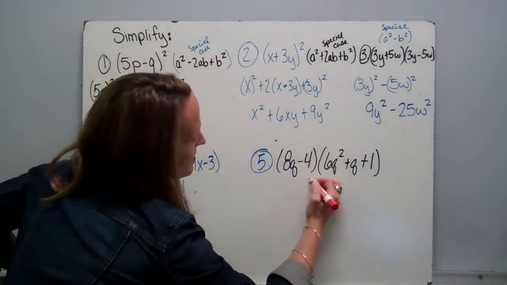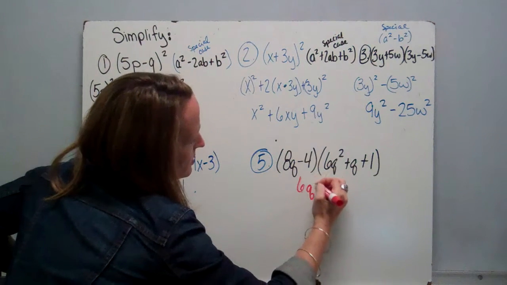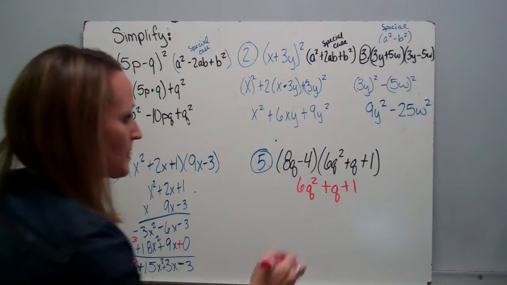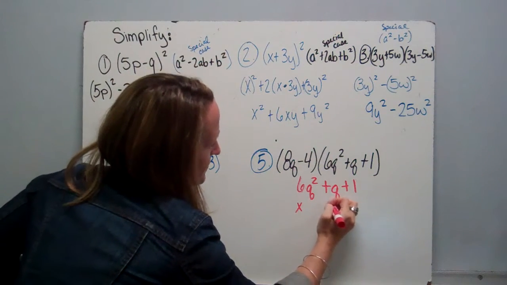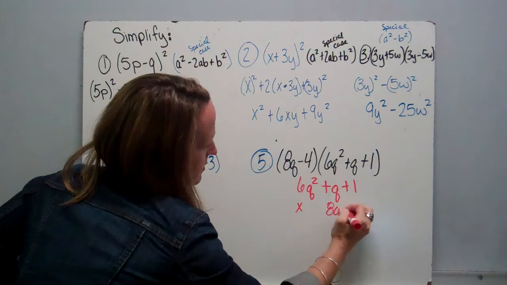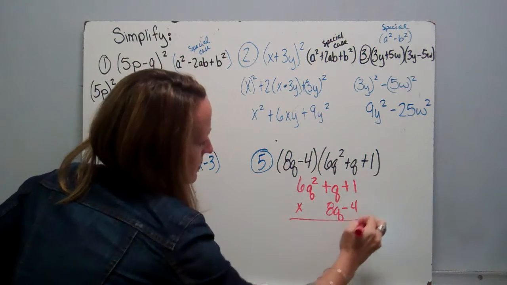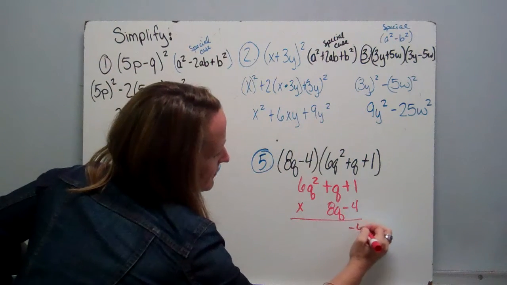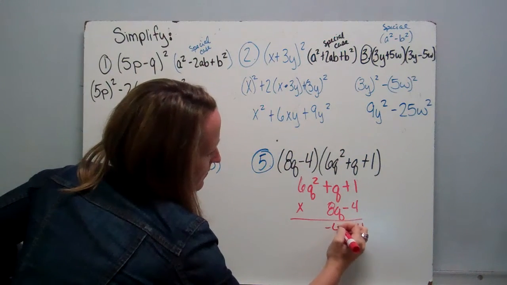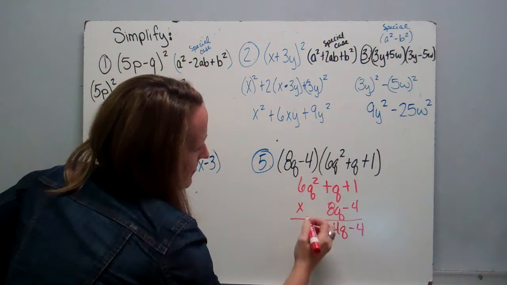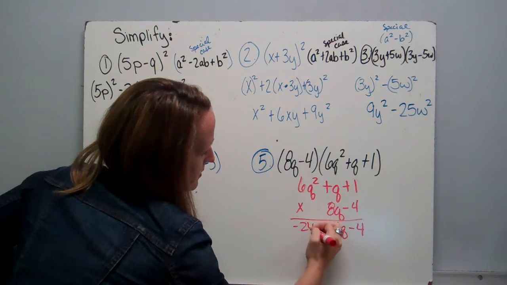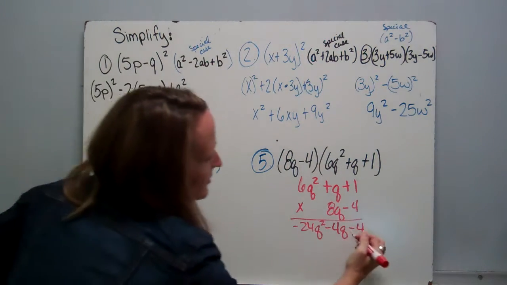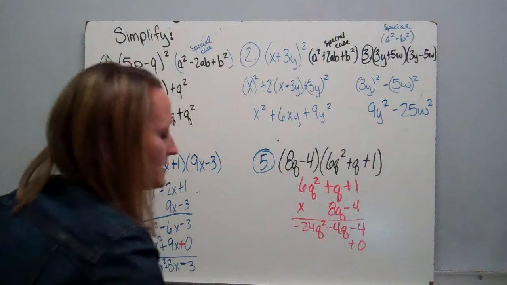And I've got to line this one up. So I'm going to have 6q squared plus q plus 1 times 8q minus 4. All right, so start by multiplying everything times negative 4. So we'll have negative 4 and negative 4q. And this will become negative 24q squared. Okay, I'm going to bring down a plus 0 to hold my place.